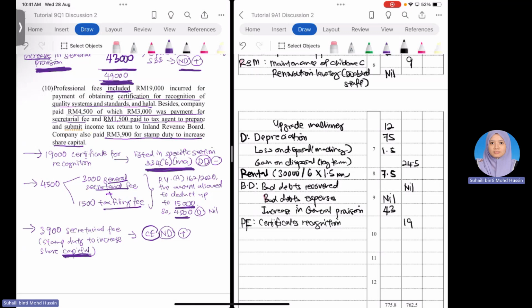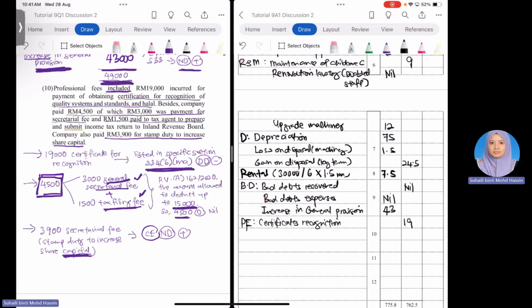So the company paid 4,500 ringgit for two reasons, which is 3,000 paid for the general secretarial fee. Another 1,500 ringgit comes from the tax filing fee. So if the company pays for these two reasons, the government allows the deduction under Public Ruling 162/2020. The limitation is up to 15,000 ringgit.